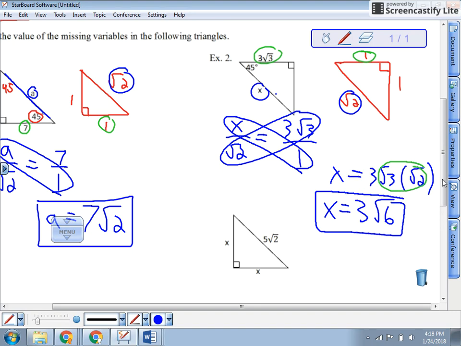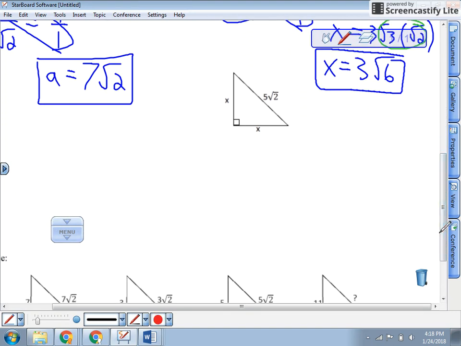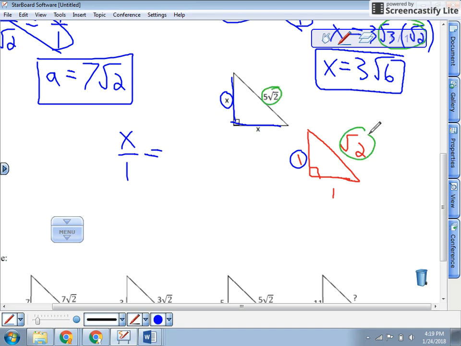Let's take a look at one more example, and we'll get you guys started. So again, I'm going to compare. Here's my standard 45-45-90. 1, 1, root 2. I think you guys got the idea. Now, there are 2 missing ones. Don't panic, because it's a 45-45-90, so we know that both of these have to be the same. So pick one and go with it. I'm going to go with this one. So I'm going to compare x to 1. So x is to 1 equals, now they give us the hypotenuse of each. 5 root 2 is to root 2. So that's where these come from.